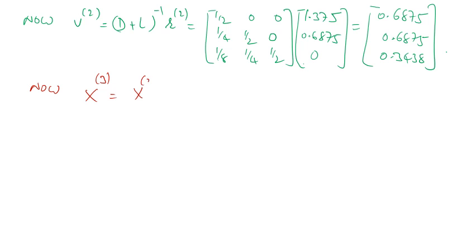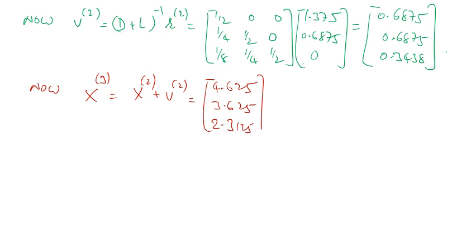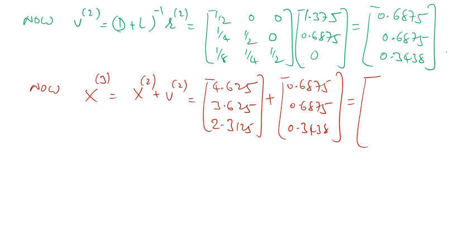Now finally, what is x3? x3 equals x2 plus V2. We have x2 as 4.625, 3.625 and 2.3125, plus V2, which is 0.6875, 0.6875, 0.3438. This gives the final third iteration value 5.3125, 4.3125, 2.6563. This is the answer. This is the error format.